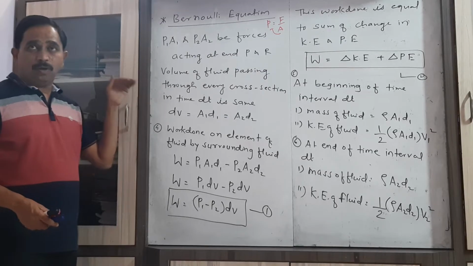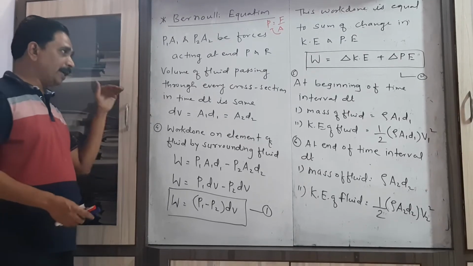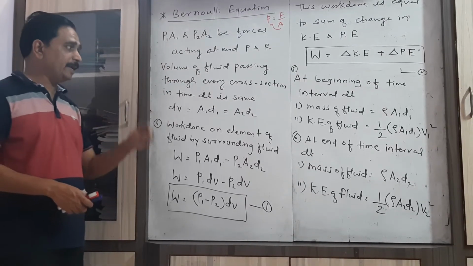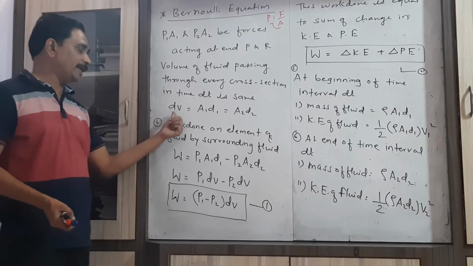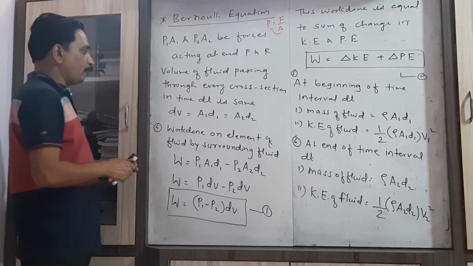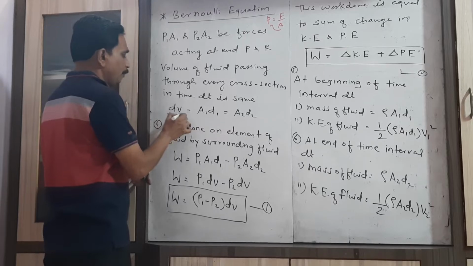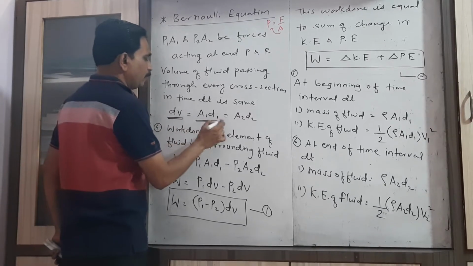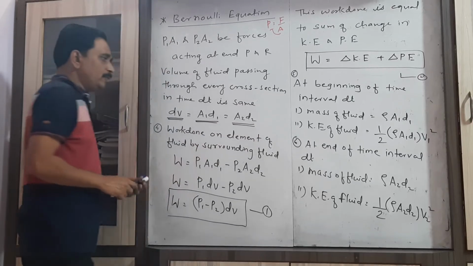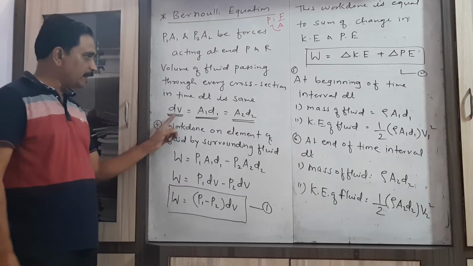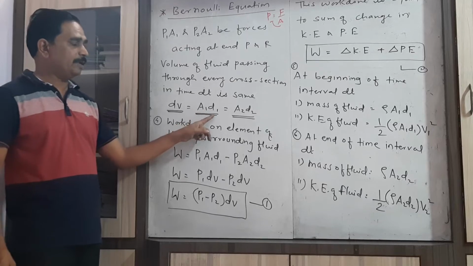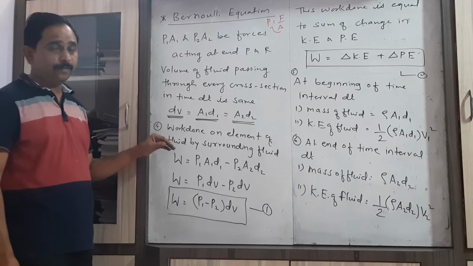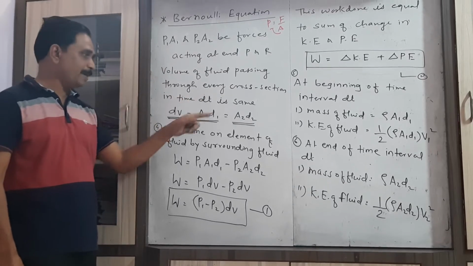Now here, the volume of the fluid passing through every cross section of that pipe in time dt is the same. That's why we write that the volume of fluid passing through every cross section is equal to area into distance. So right here, dV equals A1 d1 equals A2 d2, because the volume of the fluid through both ends is the same.